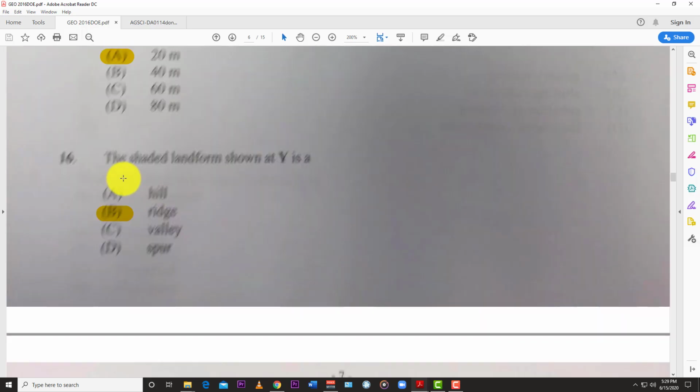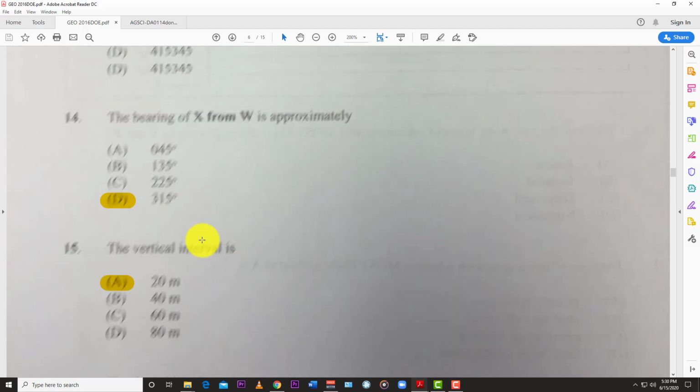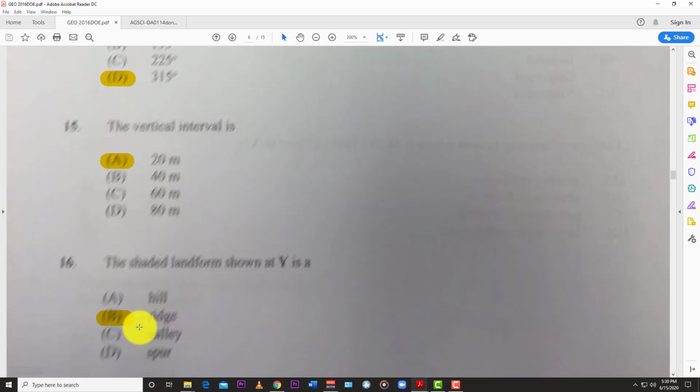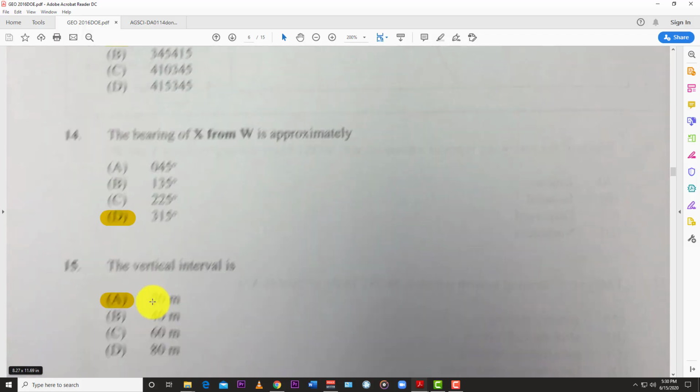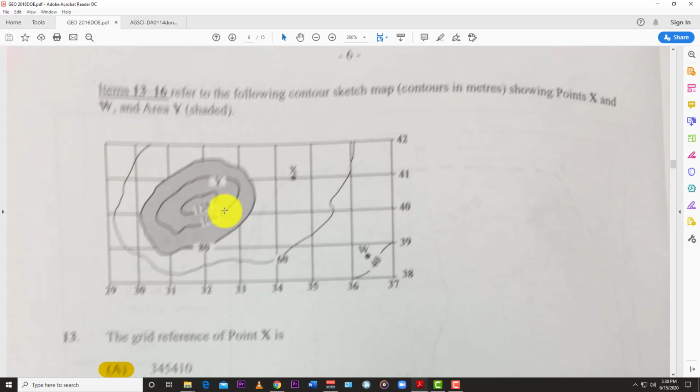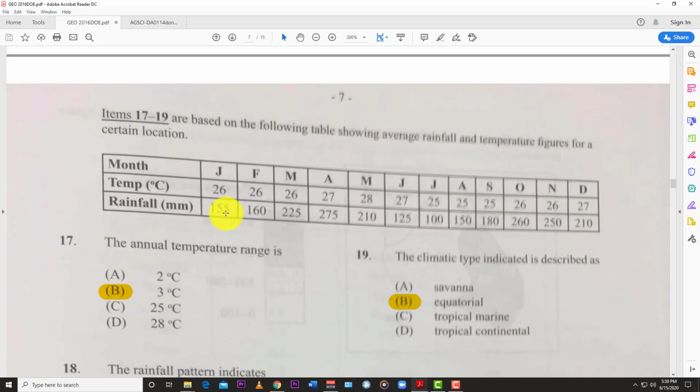Alright, 16. The shaded landform shown at Y is a, and the best answer we can make out here is B. Looks like a ridge. Alright, it's a ridge. So Y is a ridge. Alright, good. Back on to clearer stuff.